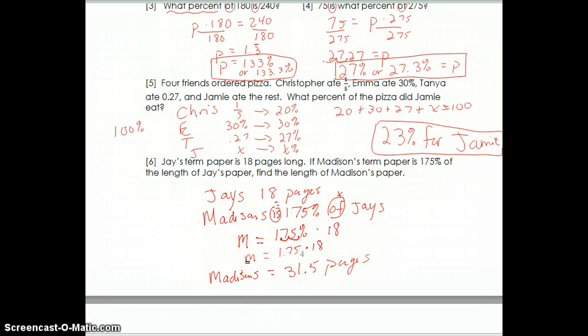Okay. All we're doing on these problems is taking the words and translating them into an equation, something that we know how to do, using is and of. I hope that this video is very informative for you.